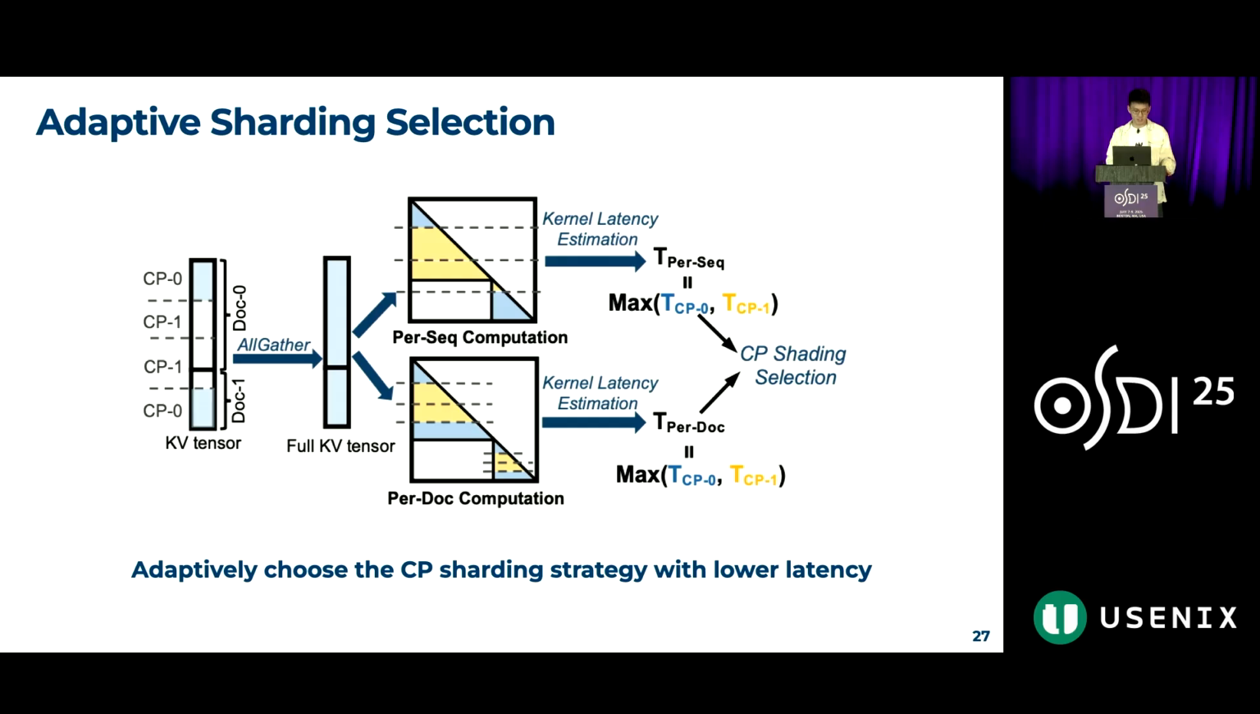So to overcome these challenges, we propose an adaptive sharding selection method. We implement a kernel latency estimator to predict the kernel latency of different sharding methods, and we adaptively choose the CP sharding strategy with lower latency at runtime.